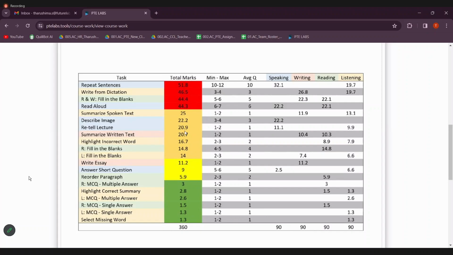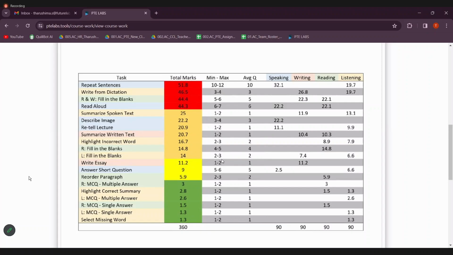Then if you look at the write essay, it is under the average mark zone. That means the yellow zone, where you would be given 11.2 marks for the essay, and you will be given one question. Definitely there will be one question, and sometimes it can be 2 as well. The whole 11.2 marks will be allocated to writing, because there are no other skills involved. It's only writing. Right?